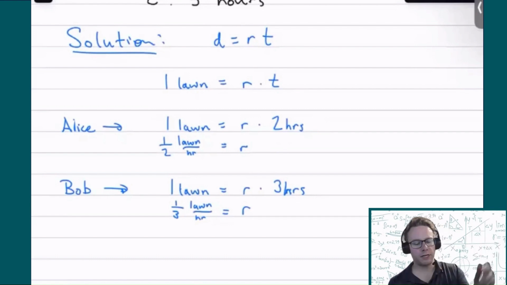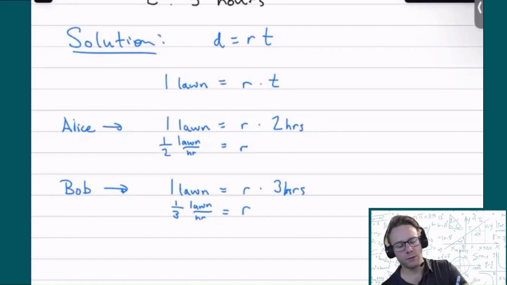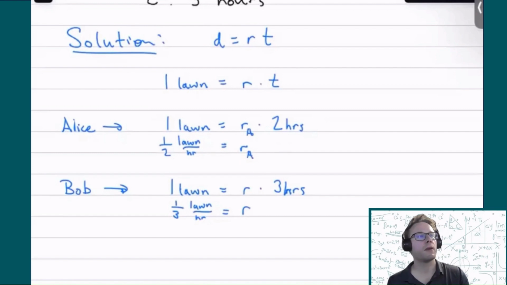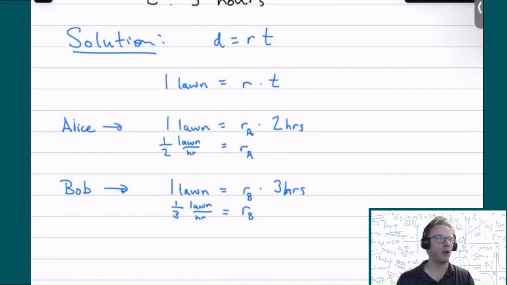And so really in my first case, this was the rate that Alice is working. So maybe I'll use R sub A for Alice. And in my second case, this was the rate at which Bob's working. He can do 1/3 of the lawn every hour, and so therefore, after 3 hours, he completes the lawn.